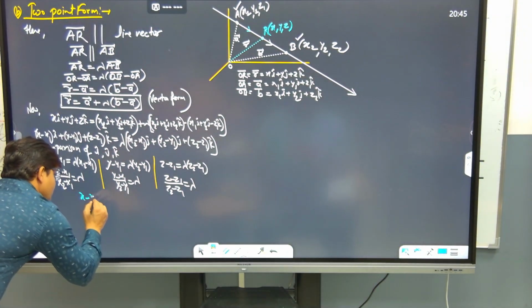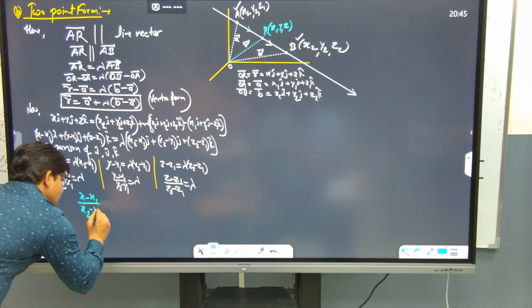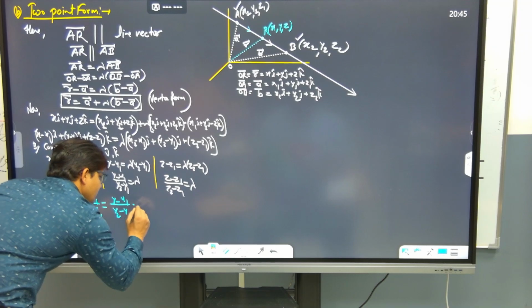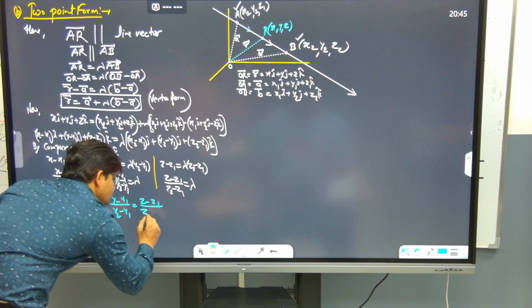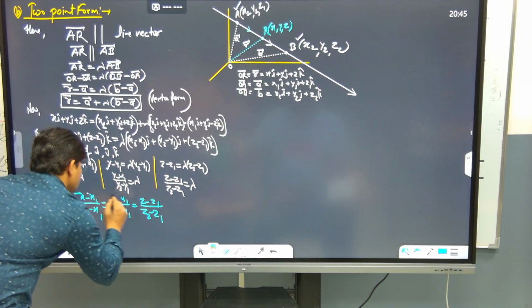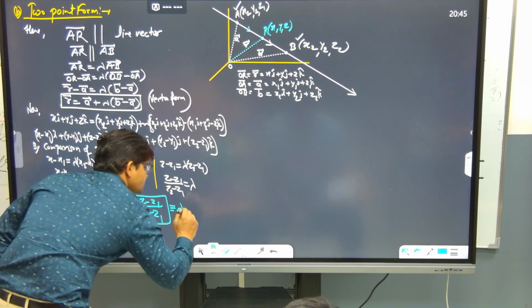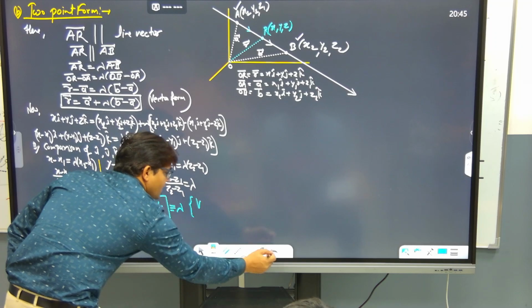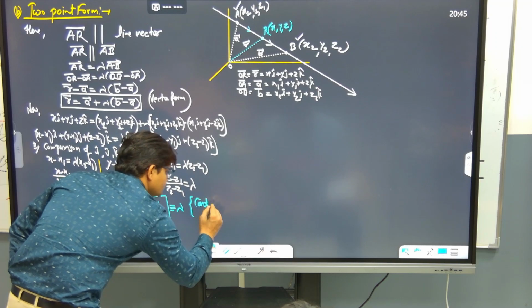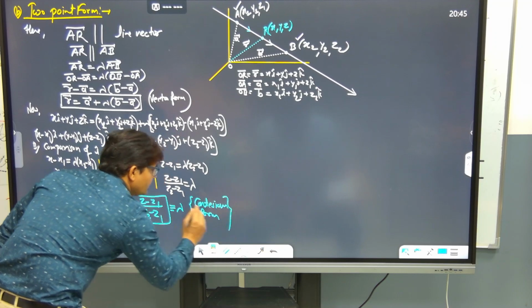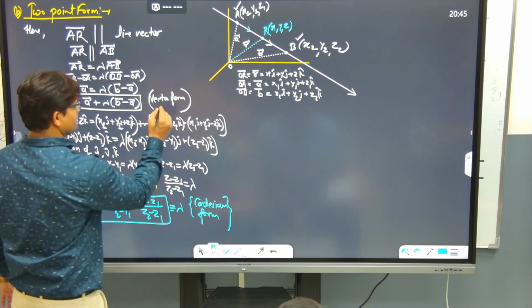Finally we have the value (x minus x1) divided by (x2 minus x1), (y minus y1) divided by (y2 minus y1), and (z minus z1) divided by (z2 minus z1). This value is what? This is our Cartesian form, or equal to lambda we can say. This is our Cartesian form of the line. This is our vector form.